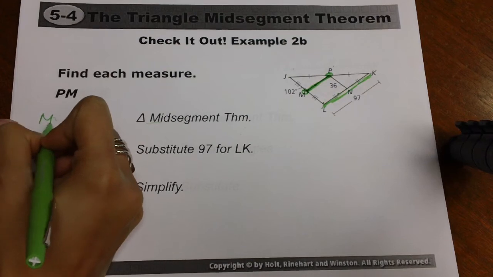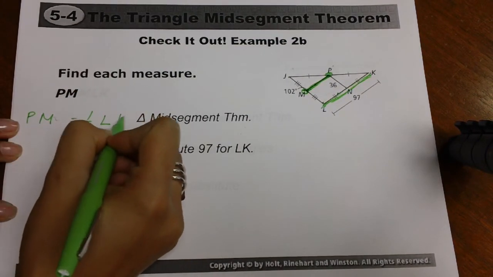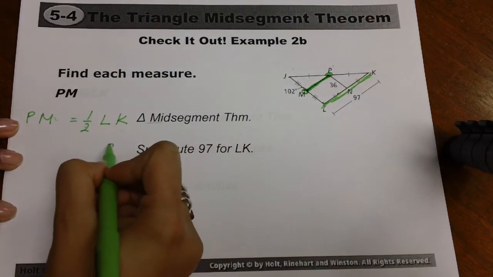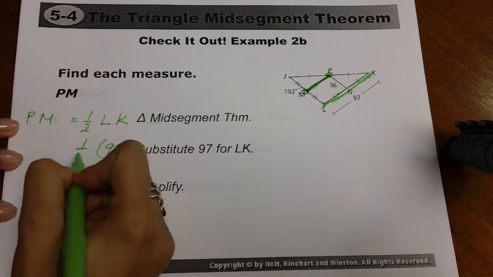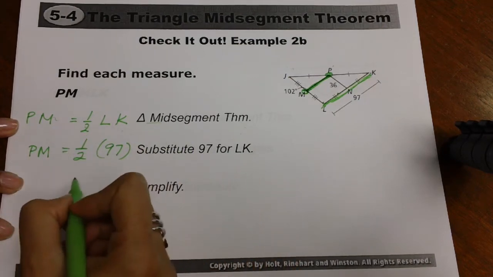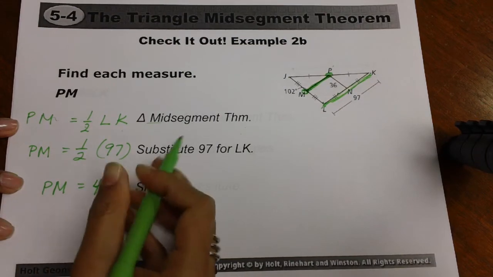So I'm going to say PM is equal to half of LK. And I know that LK is 97. So half of 97 is going to equal PM. If I multiply that out, I get PM is equal to 48.5.